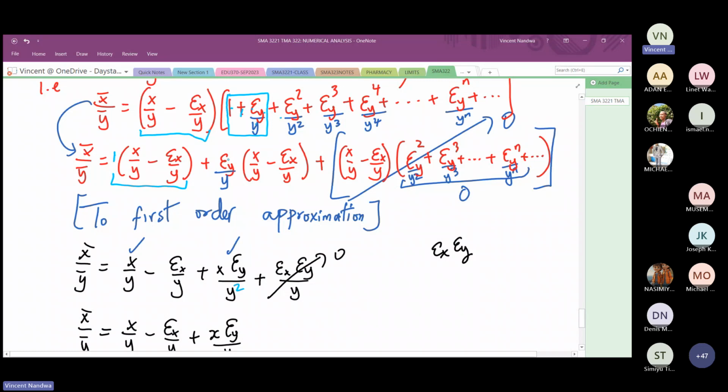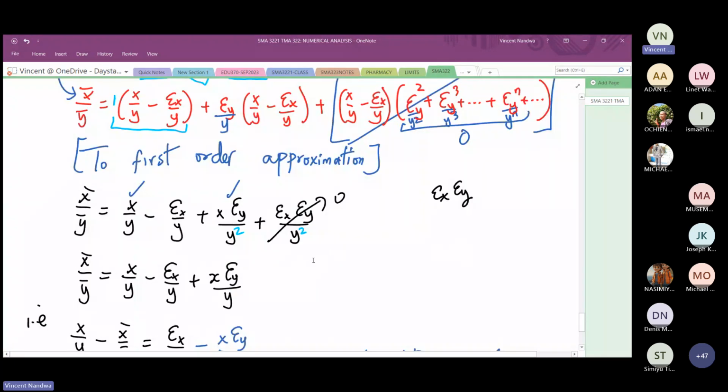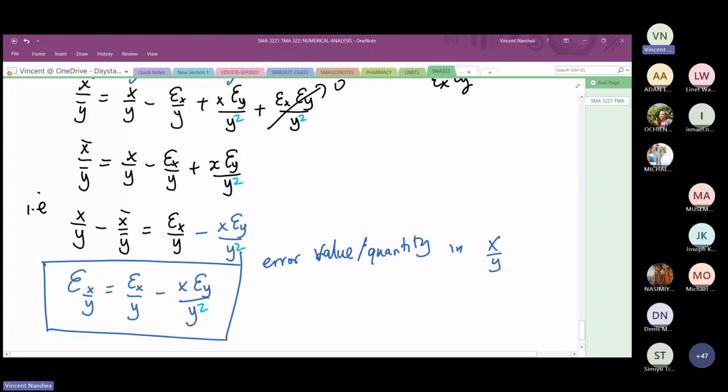And then error in y over y times minus error in x over y. I'll also have a square here. But this would still go to 0 because we have the product of error in x and error in y. So I'll have a square here, this term, and then there's a square here for this term. And so I have a square here. That is what will be the value of that error quantity.